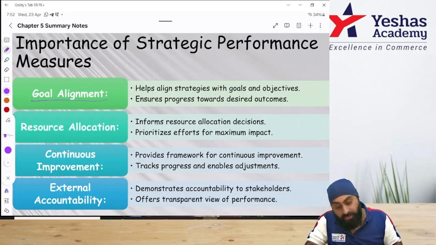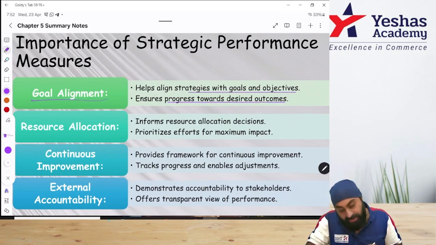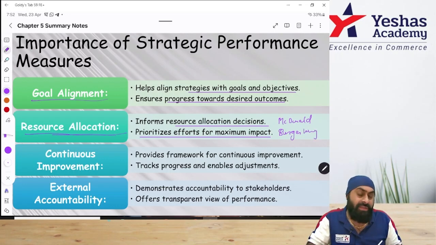First, we're going to go to goal alignment. It helps align strategy with goals and objectives, ensuring progress towards desired outcomes. Resource allocation: resource allocation is a decision to prioritize efforts for making maximum impact. Now, what do you mean by resource allocation? McDonald's spends too much on marketing. So, what should Burger King do? Burger King should also spend a lot of money on advertising so that they can capture more market.